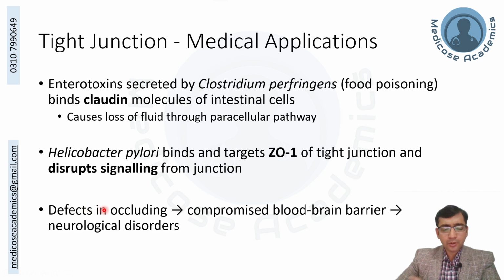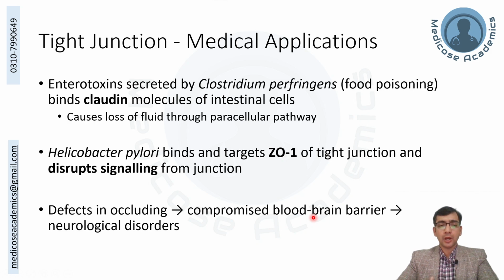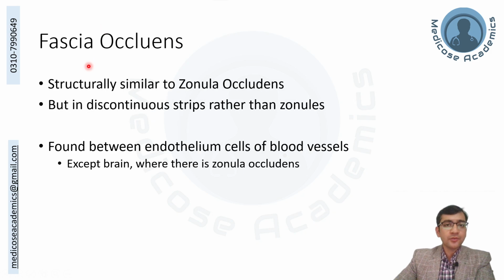Similarly, there are a lot more diseases than that. Similarly, loss of occluding junctions can compromise the blood-brain barrier if some particular proteins are damaged, leading to neurological disorders too. So this was regarding zonula occludens. Now fascia occludens. This is somewhat an extension of zonula occludens.